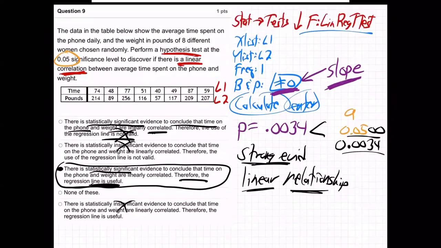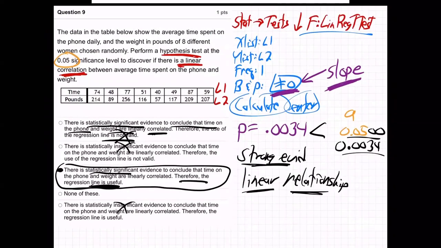So that's tricky. A couple of things can trick you on that one. Make sure you're doing not equal to 0, because it didn't say greater or less anywhere else. We're just finding out if the slope is not equal to 0, meaning if it's linear or not linear. And then read the notes. They'll tell you what it means. The line is useful. There we go.